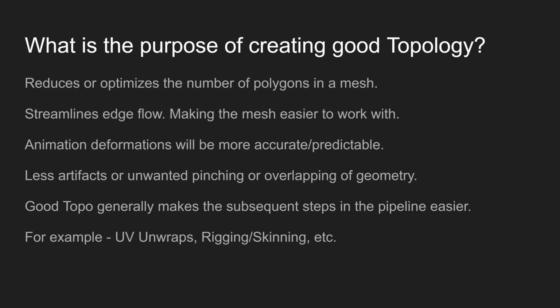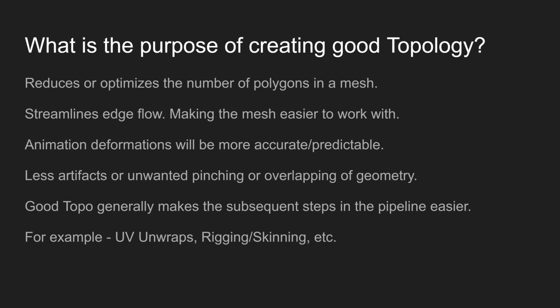So ideally when modeling, you want to have good topology. So what is the purpose of good topology? Good topology can reduce or optimize the number of polygons in a mesh. You could also just be streamlining your edge flow, making the mesh easier to work with. Having good topology will make animations or deformations more accurate or more predictable. Like if you're animating a character, for example, you would better be able to predict how his arm is going to bend if you have good topology versus bad topology.